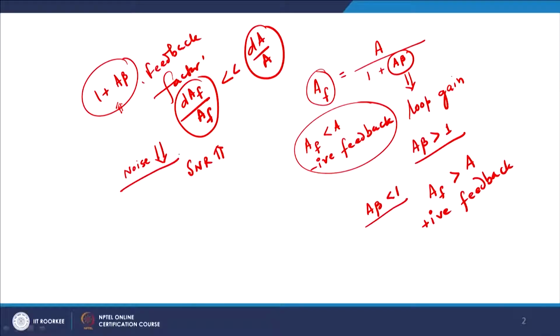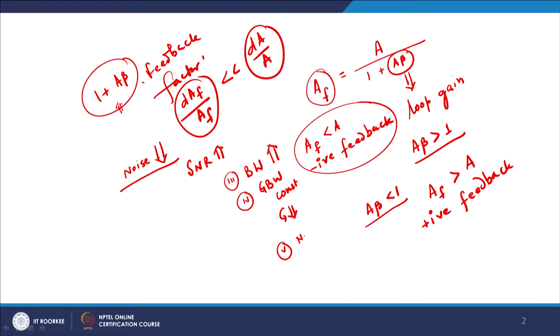The third part is that your bandwidth increases, because your lower cutoff frequency goes smaller, and the higher cutoff frequency goes higher. But your gain bandwidth product, GBW, is constant, and therefore the gain starts to fall down. So, your bandwidth increases, gain falls down, there is more stability, less noise, and nonlinear distortion is also reduced. These are the very important points of negative feedback.